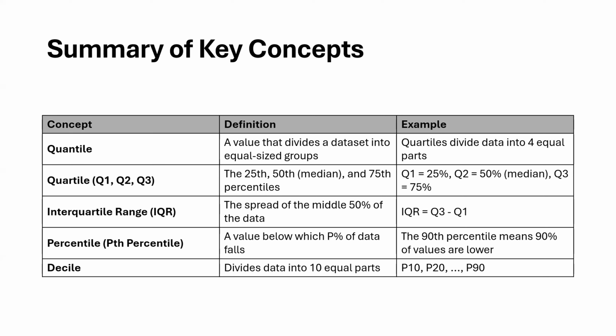Decile we have not talked about, but it's the same kind of concept. It divides your data set into 10 equal parts, right? So here we'll have P10, P20, P30, up to P90, P100 kind of thing.